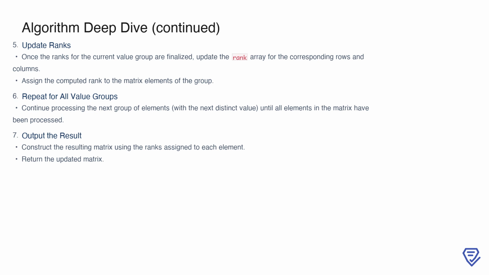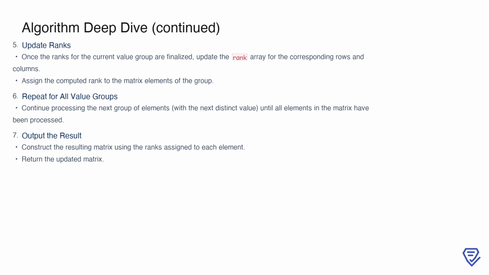This process is repeated for each distinct value group, ensuring that all elements in the matrix are eventually processed. As we handle each group in ascending order of value, the rank assignments remain consistent and accurate throughout. Finally, after all elements have been processed, we construct the resulting matrix using the ranks assigned during the algorithm.